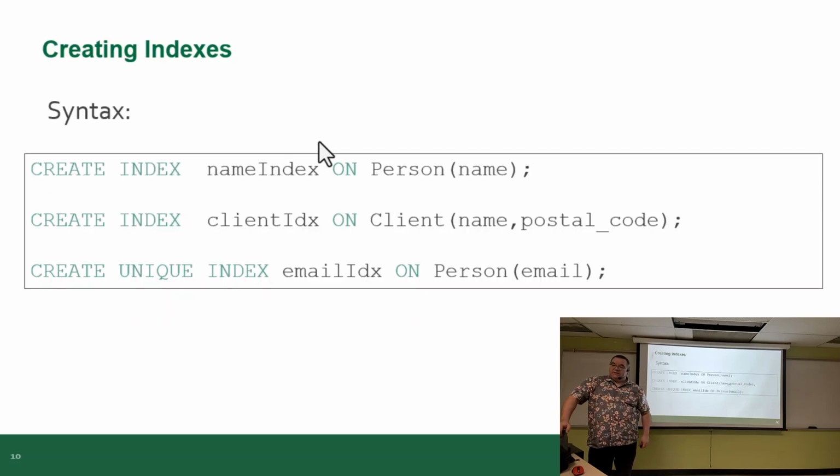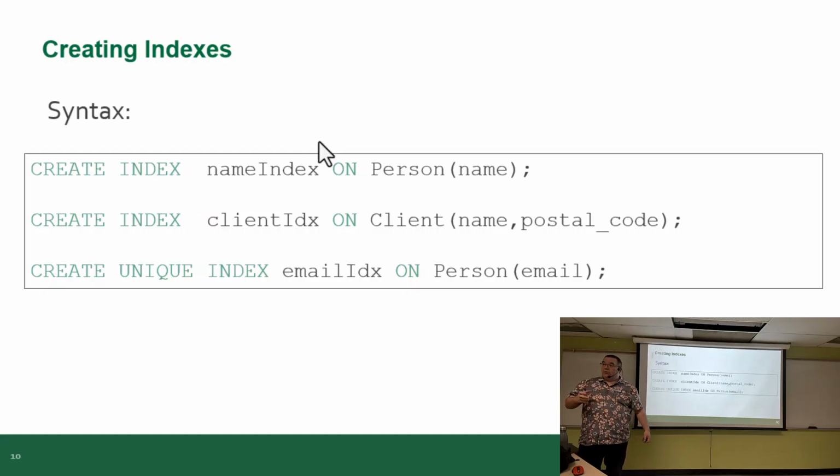So the syntax is super easy. Create index, give it a name, on table, and then a list of columns. So create index name_index on person name. That means we're going to index the name column in the person table. The indexes are per table. It's not per database. The index is tied to the table.